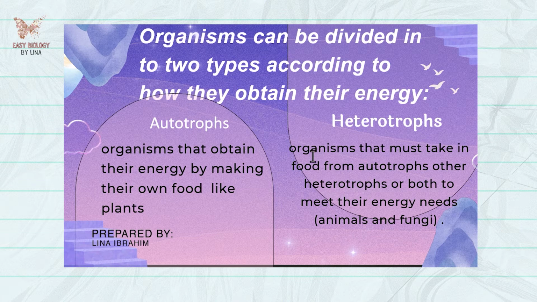On the other hand, we have heterotrophs. Heterotrophs are organisms that take in food from autotrophs, from heterotrophs, or maybe from both of them, in order to get their energy for life. For example, we have animals and fungi.